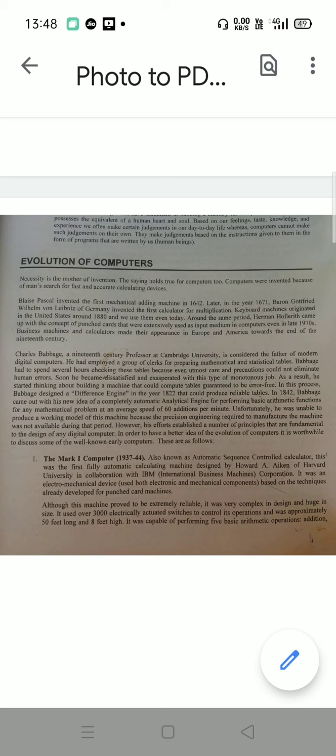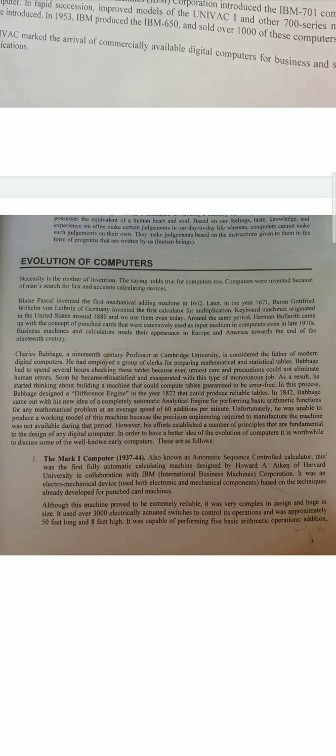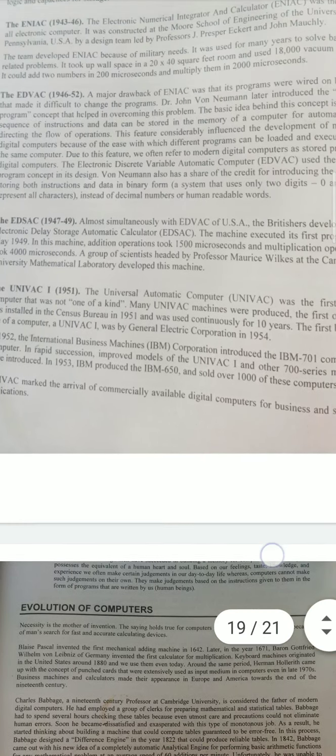This machine was huge in size and very complex in design. It used over 3000 electrically automated switches to control its operation, and it was approximately 50 feet long and 8 feet high. It was capable of performing 5 basic operations: addition, subtraction, multiplication, division and table reference of big tables.